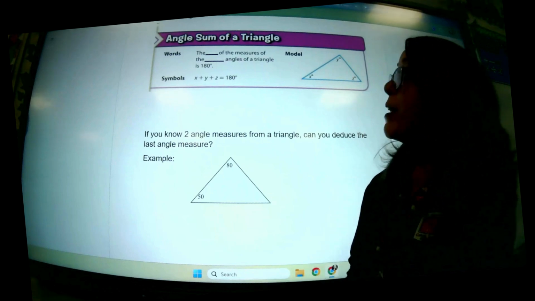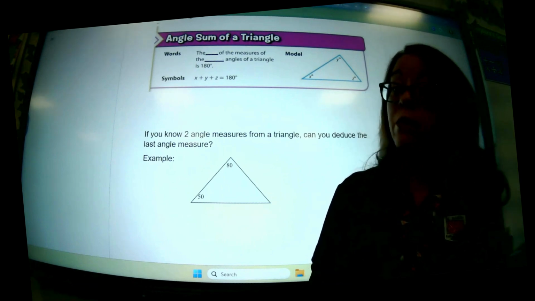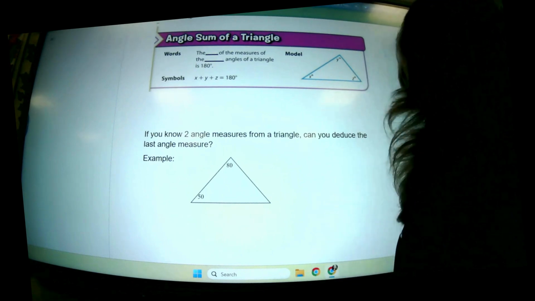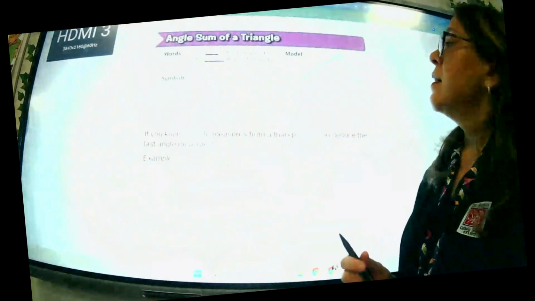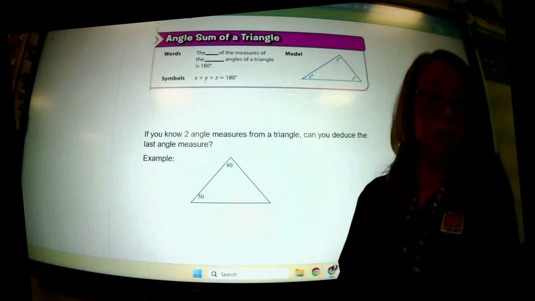Hi, today we're talking about angle sums of triangles and the exterior angles of triangles. Okay, so here we have a triangle. So basically, when you've got your triangle, all of the angles have to add up to 180.